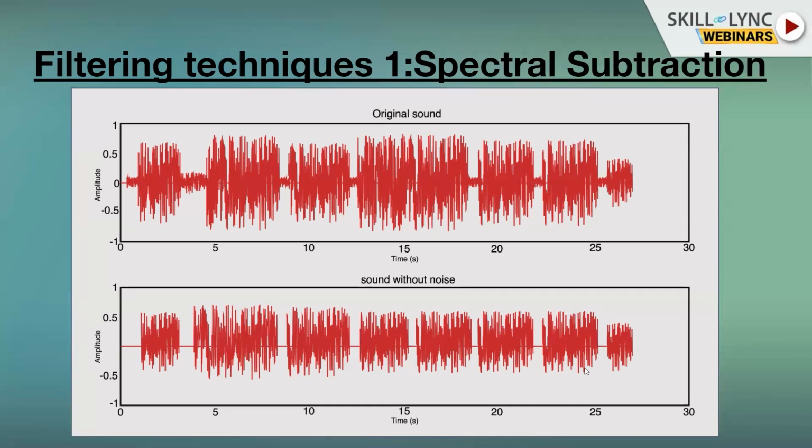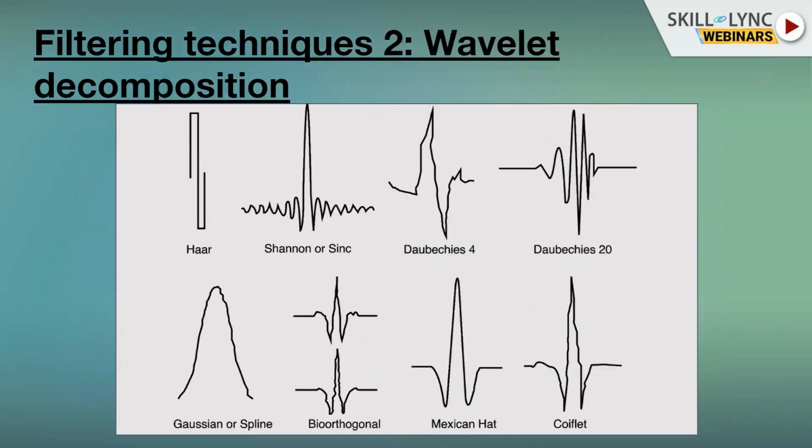One technique is where you'll have to manually locate noise and manually locate the desired signal, and do this stuff manually. That's one technique which is called spectral subtraction. And this is called wavelet.